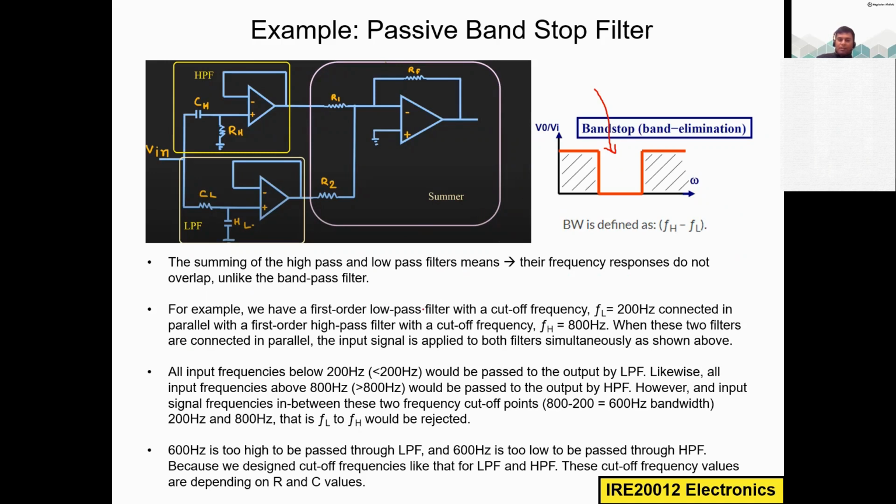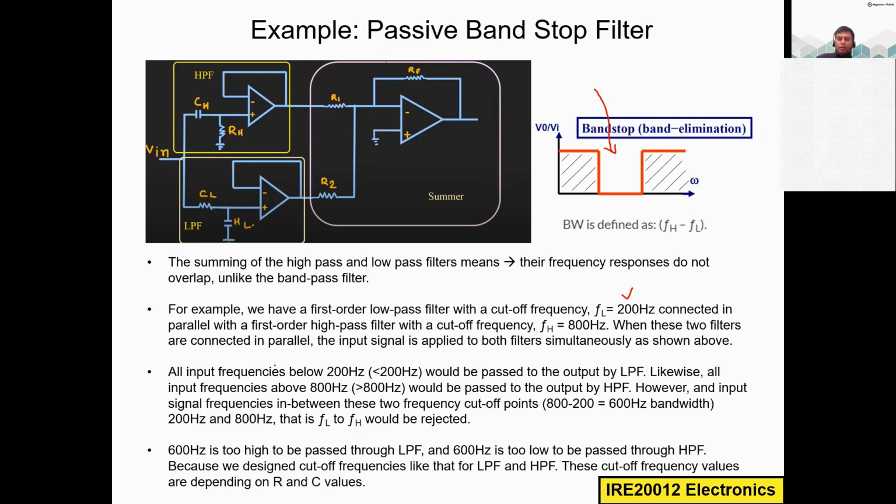For example, we have a first order low pass filter with a cutoff frequency FL of 200 Hertz, which is connected in parallel with the first order high pass filter. This is the first order high pass filter and this is the first order low pass filter. Why do we call this first order? Because we have only one stage or one pole. Then we will see the rest. This first order high pass filter has a cutoff frequency FH equal to 800 Hertz.